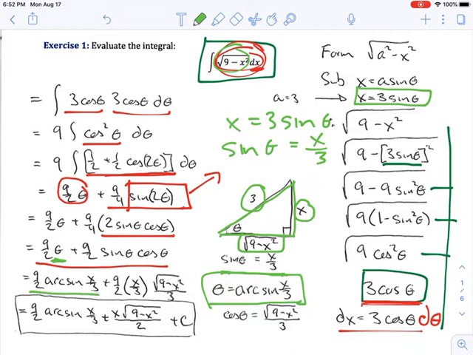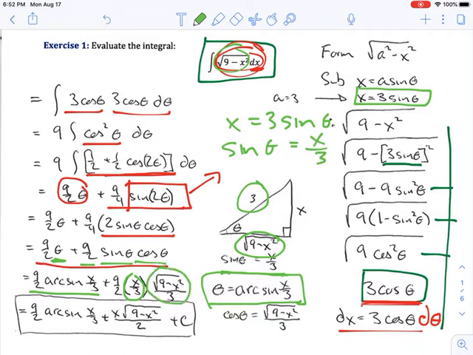9/2 times theta becomes 9/2 times arc sine of x over 3. What else do we need to know? Well, we have 9/2 times the sine of theta. What's the sine of theta? We already know that. That's x over 3. And we need to figure out what the cosine of theta is. The cosine of theta is the adjacent side over the hypotenuse. Right triangle definitions: cosine of an angle is the adjacent side divided by the hypotenuse, which would be the square root of 9 minus x squared over 3. And that's where this comes from.